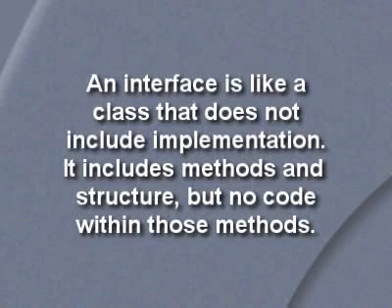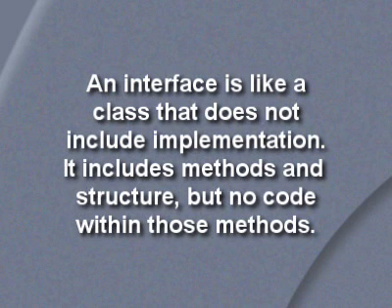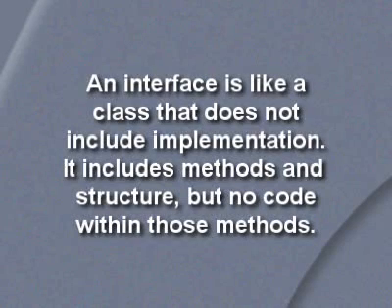An interface is like a class that doesn't contain any implementation. An interface contains a structure, signatures, but there's no code inside. A public interface is a list of method definitions. When you inherit from an interface, it's like signing a contract.